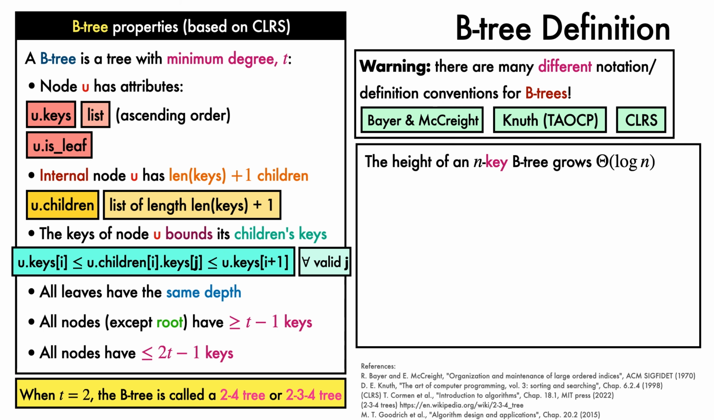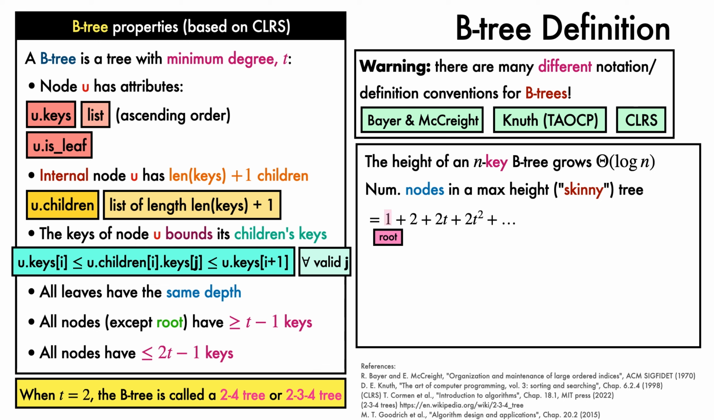One immediate consequence of this definition is that the height of a B-tree grows as big theta of log n. Here, we'll focus on showing just that the maximum height of the tree is bounded by a logarithmic function. The number of nodes in a tree of maximum possible height is obtained by having the minimum number of children at each depth, i.e., one node at the root with 2 children, that each have t children, that each have t children, and so forth.